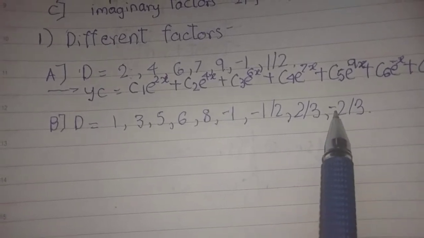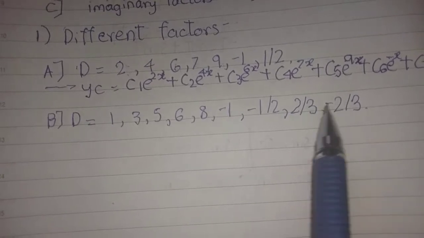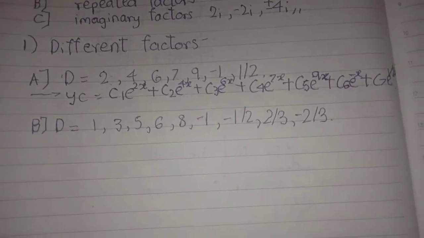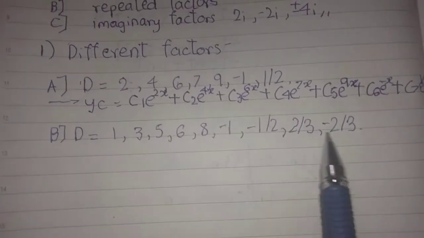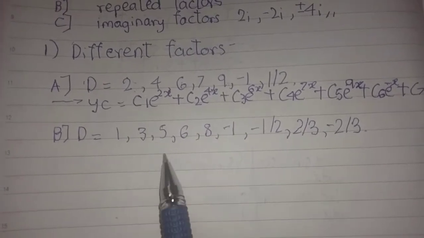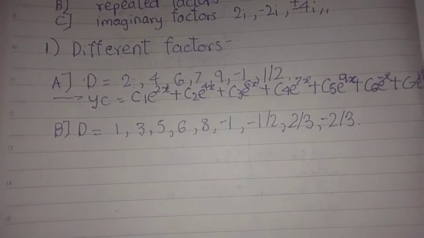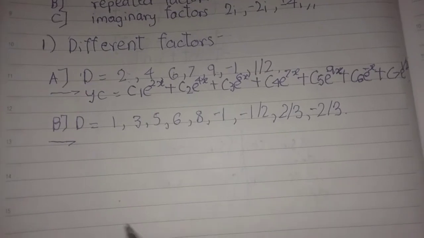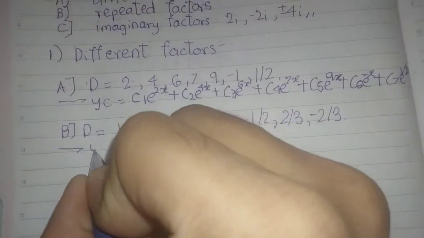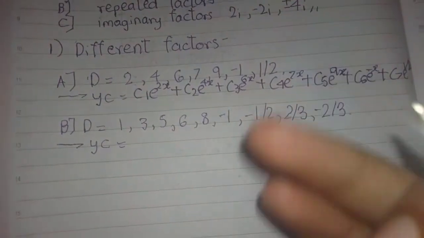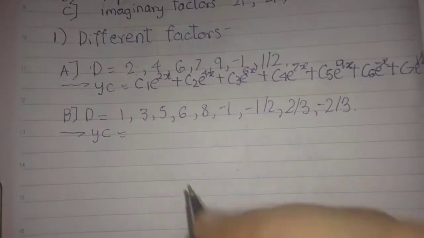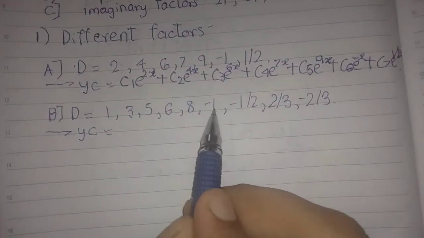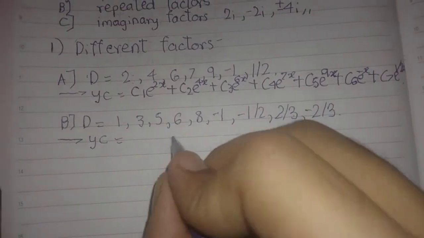Here is plus and here is minus. So we can't say that both the numbers are the same, because their signs are opposite to each other. So we can understand that not a single term is repeated. So the whole sequence comes under the different factors case. As we solved the previous sum, we are going to solve this sum. YC is equal to, first counting the numbers, 1, 2, 3, 4, 5, 6, 7, 8, 9. 9 terms are given.